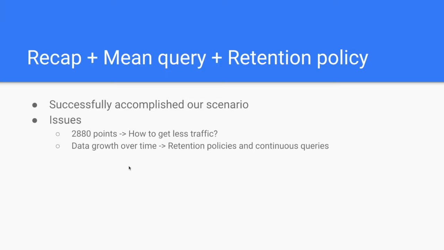Another issue with our implementation is that we are sampling every 30 seconds. So if we had a lot of sensors, this would mean a huge data growth over time. But InfluxDB has a nice way of using retention policies and continuous queries to deal with this. So let's just jump over into Postman.